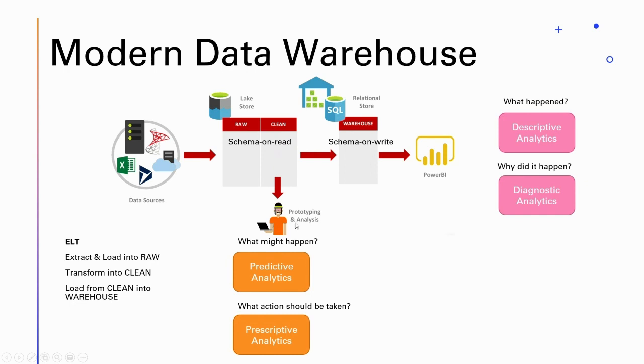And this is where you can do your prototyping and analysis, but it is also the zone where the data scientists would build their machine learning models for predicting what might happen and also prescribing what actions should be taken. This clean area then is the source for the data warehouse zone. So this is almost like your traditional data warehouse that we talked about, where it's got your predefined structure. And this would then enable you to do your descriptive and your diagnostic analytics. So you look at what happened and also why it actually happened.